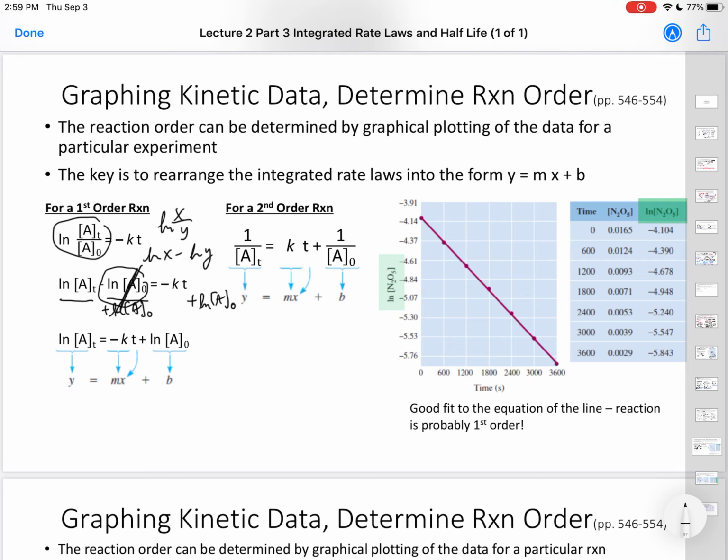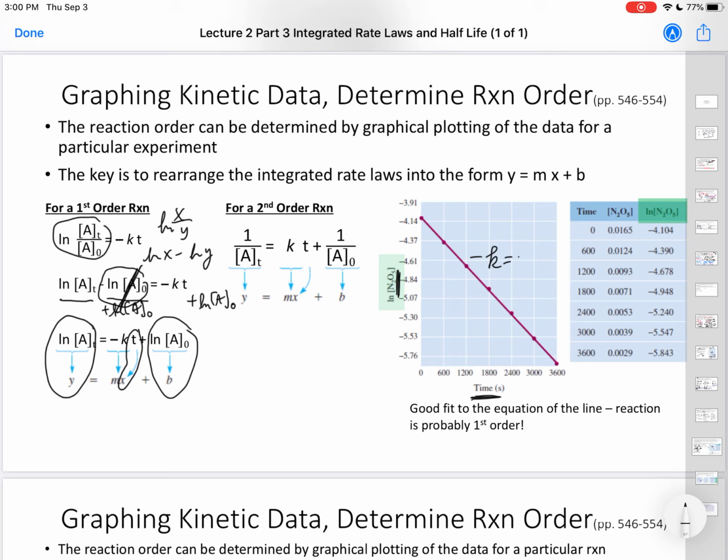Okay, this cancels out. Really, I end up with ln A of t equals minus kt plus ln A of 0. Notice that this is my y, t is my x, and this is my y-intercept. So graphing that, my y-axis would be ln of the concentration of my reactant, and my x-axis would be time, and that's basically what we've done here. And it is in the form of y equals mx plus b.